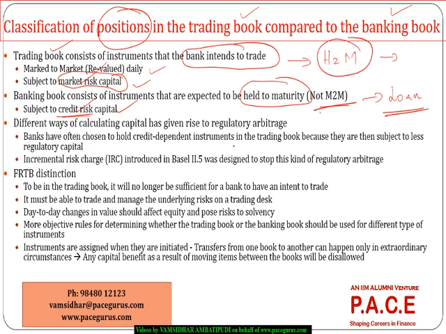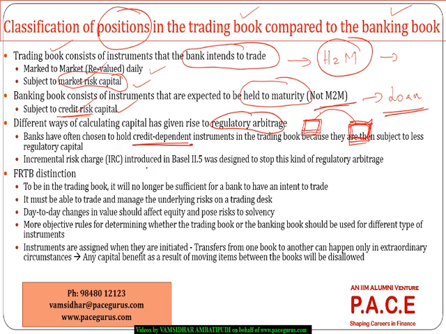Because of the different ways in which the capital is calculated, there is a possibility of regulatory arbitrage, which the banks have typically exploited. Some of the transactions that were part of the banking book, they tried to reclassify as part of the trading book, because the capital requirement for the trading book is lesser compared to that of the banking book. That is what I am calling regulatory arbitrage.